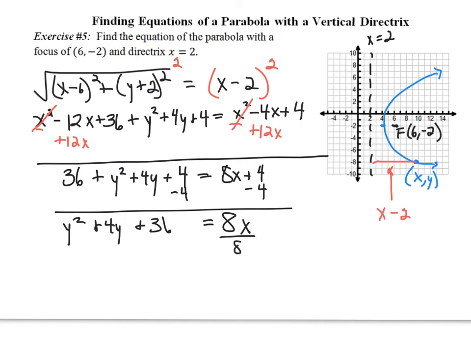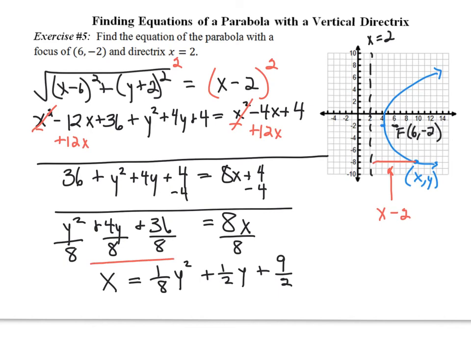Finish it off by dividing both sides by 8, every term by 8. So I have the equation x is equal to 1/8 y squared plus 1/2 y plus, let's reduce that fraction by dividing the top and the bottom by 4, 9/2. So this is the equation of the parabola that we have drawn, the one with a focus of 6, -2 and a directrix x equals 2.